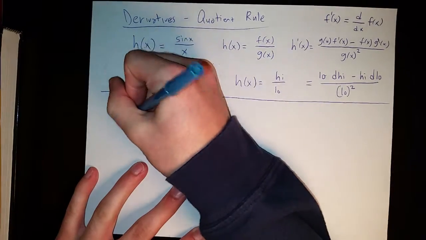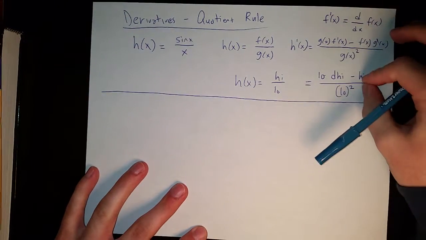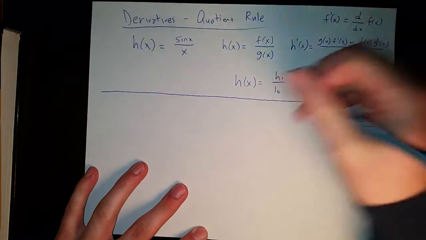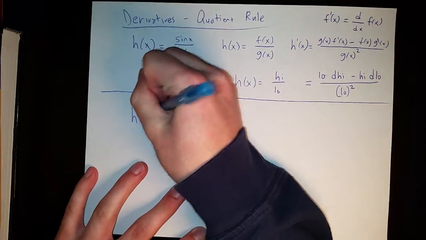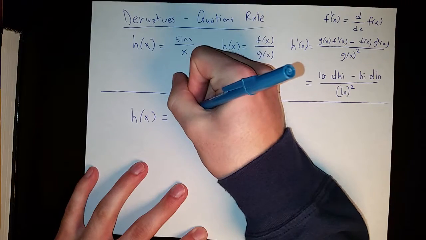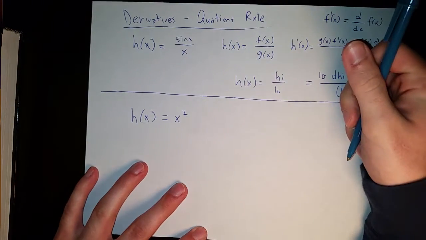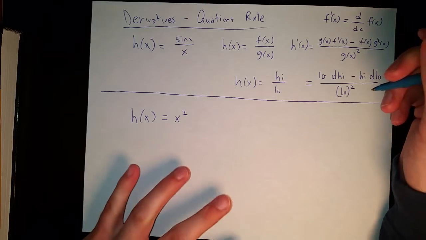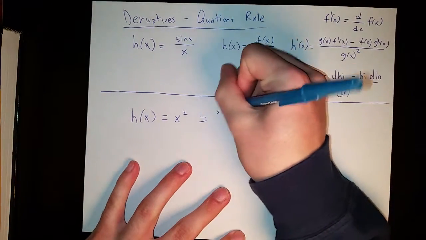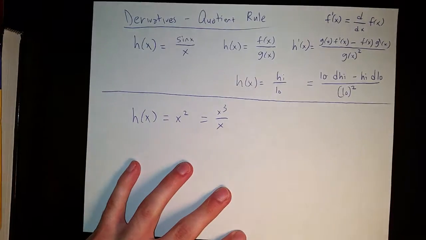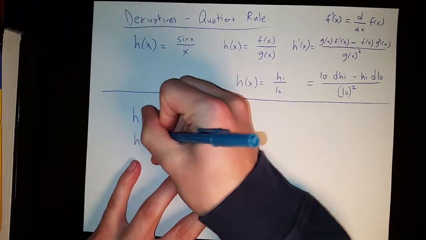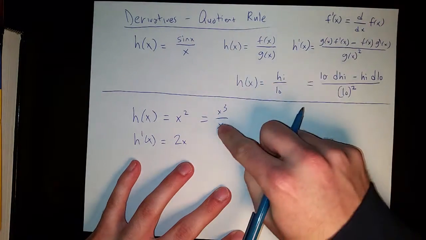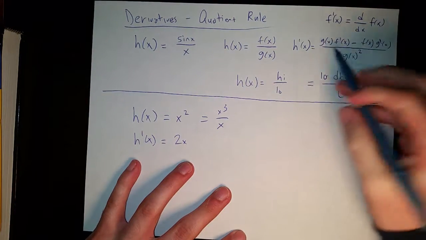All right, so let's first dummy proof our equation like we always do. Let's say that h of x equals x squared. Okay, you're probably thinking, how is this possibly a quotient? Well, we know from the power rule that that's the derivative. Now let's do it this way.